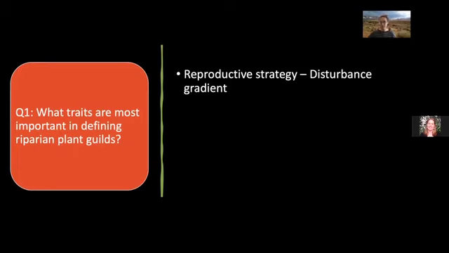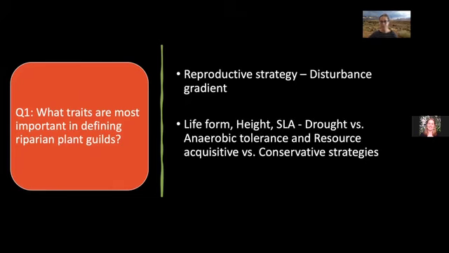First, reproductive traits, which tend to be strongly linked to disturbance, such as flooding and fire. This suggests a gradient of disturbances present throughout the study area. Second, height, specific leaf area, and life form were important, suggesting that there's also a wide range of drought versus waterlogging tolerance, as well as resource acquisitive versus conservative strategies that are successful throughout the study area.